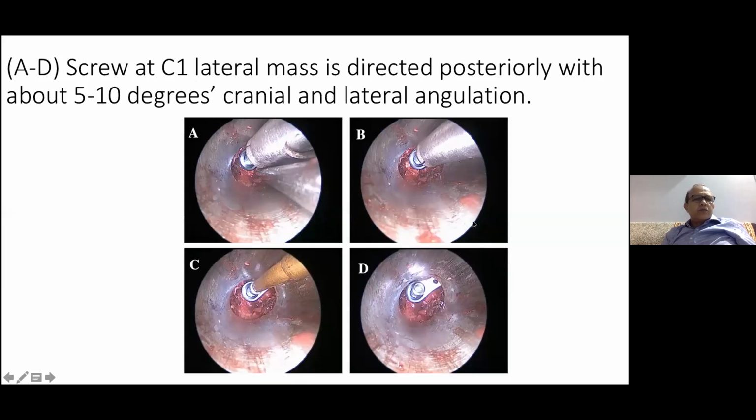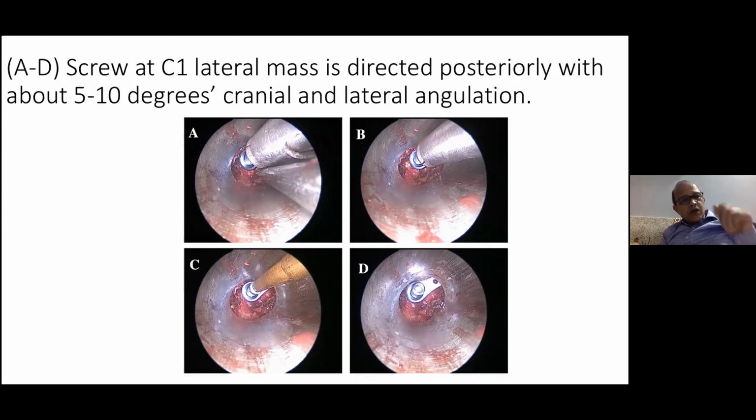So screw insertion at C1 should be laterally directed about 5 to 10 degrees, and cranially. In the trans-cervical approach, you cannot go caudally. The ideal trajectory, I think, is to put in a screw at the superior portion and then angulate it inferiorly, but that trajectory cannot be achieved because of the angulation of the corridor.